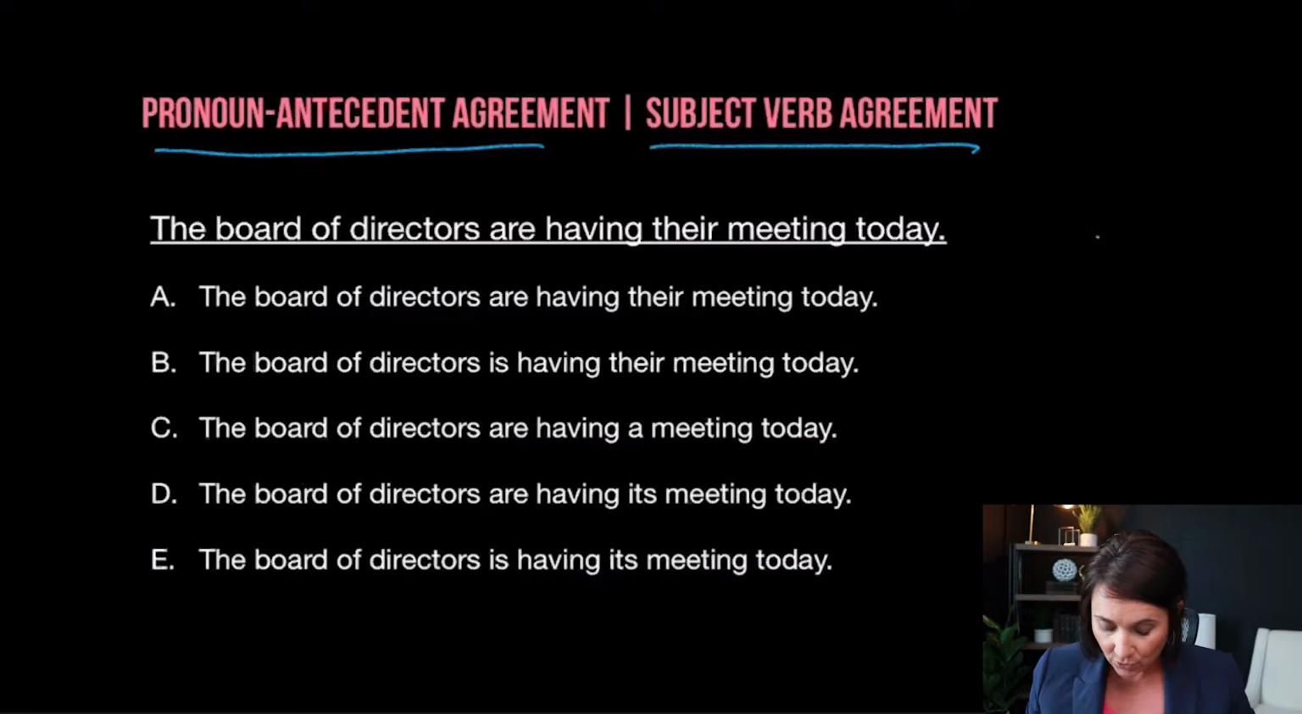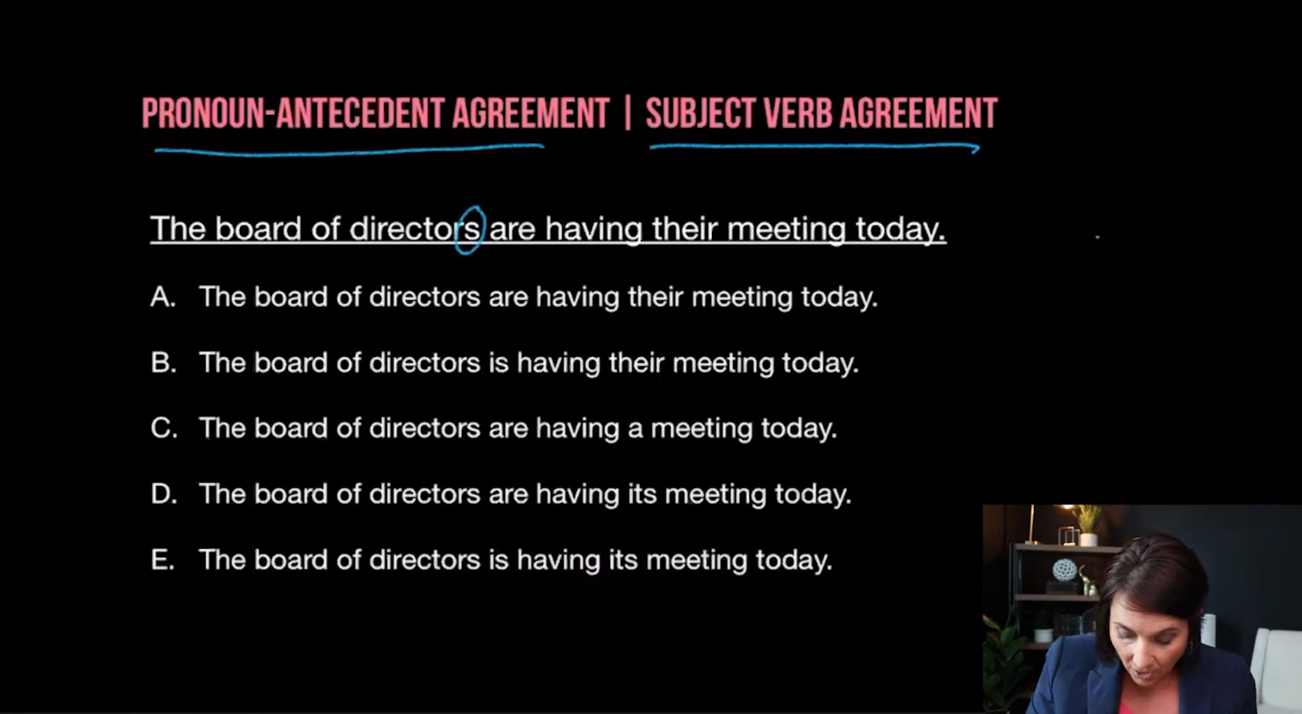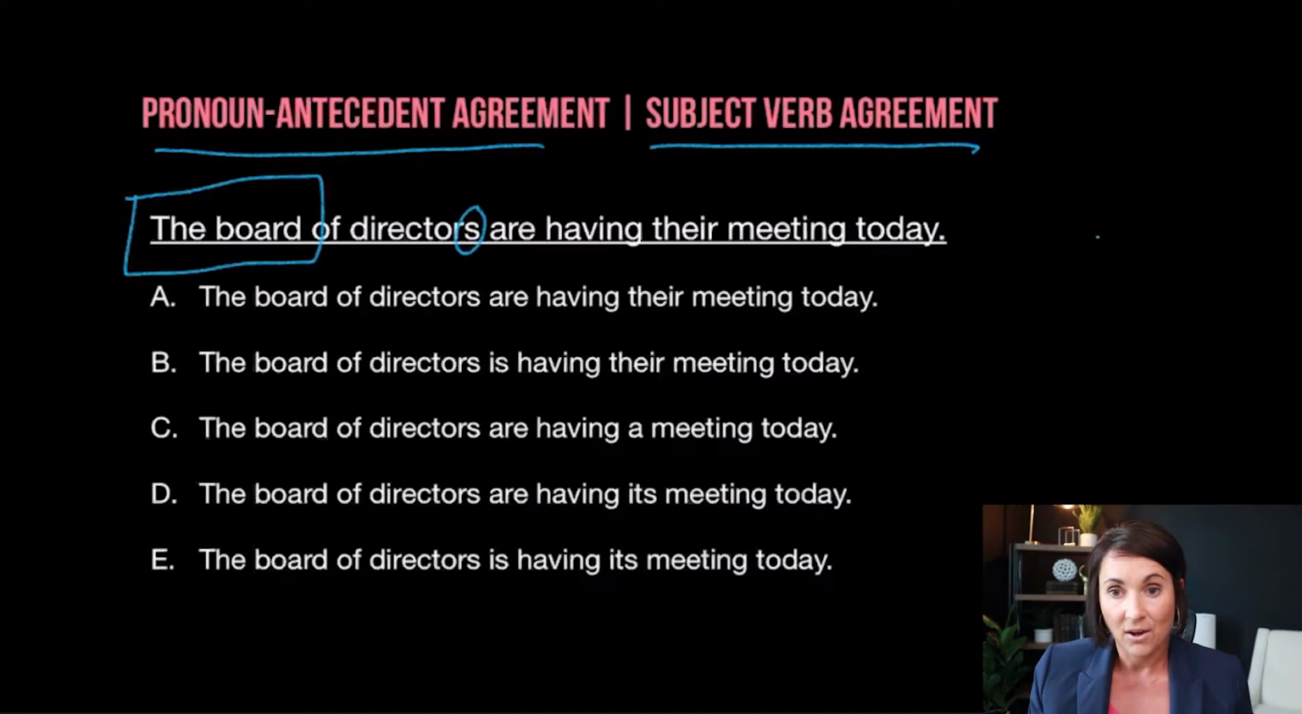The board of directors are having their meeting today. Now, the first thing we need to do is identify what our subject is, what our pronoun is, and what our verb is. So in this case, we have the board of directors. Well, a lot of people hear this S and they think it says the directors are having their meeting today, okay? And if it were the directors are having their meeting today, then it would be correct. But we're not saying the directors are having their meeting today. We are saying the board is having their meeting today, okay?